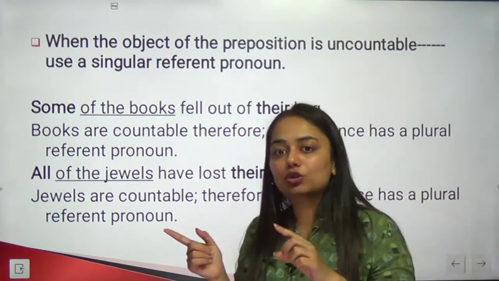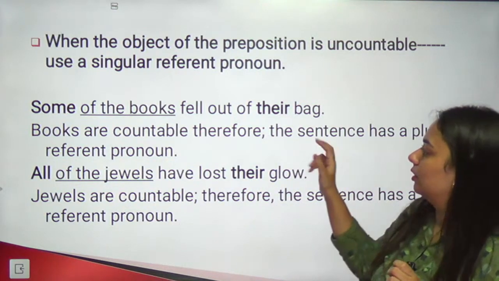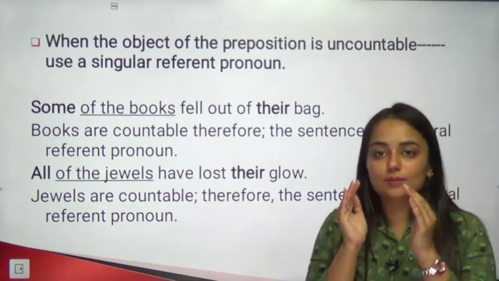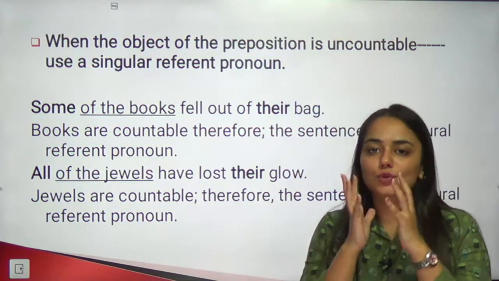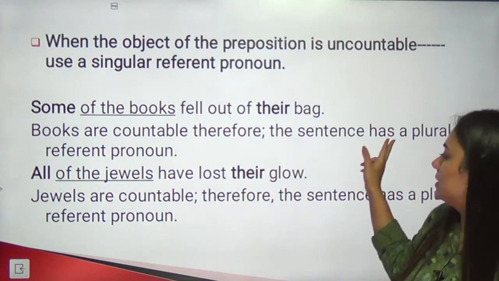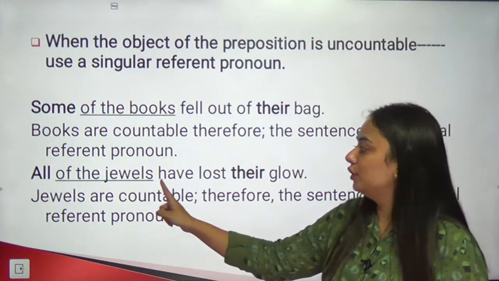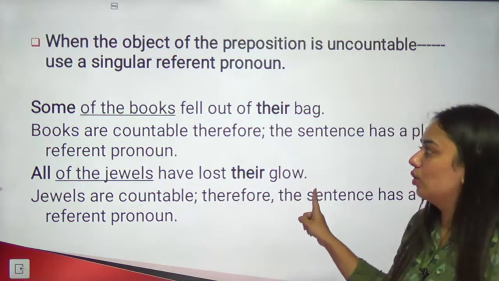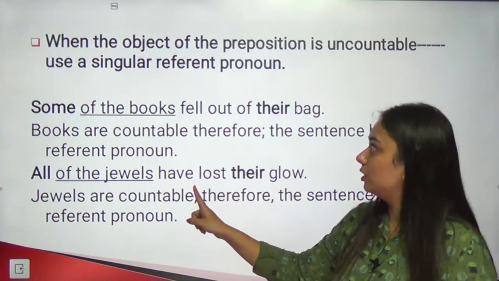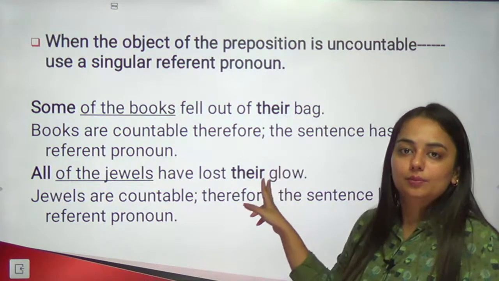तो उसके बाद जो verb आएगा वो क्या होगा? The sentence some of the sugar fell out of its bag. तो जो उसके बाद pronoun आएगा उसको हम singular लेंगे. Books are countable, therefore the sentence has a plural referent pronoun, यानी कि their. All of the jewels have lost their glow. Jewels is again countable, इसलिए jewels के बाद आया है pronoun plural, their.